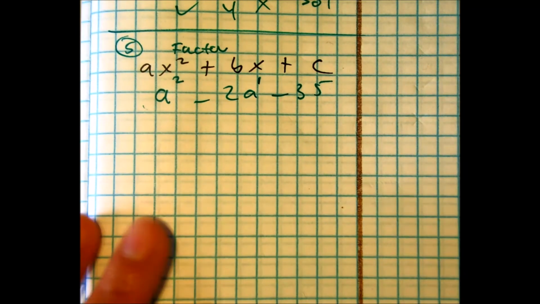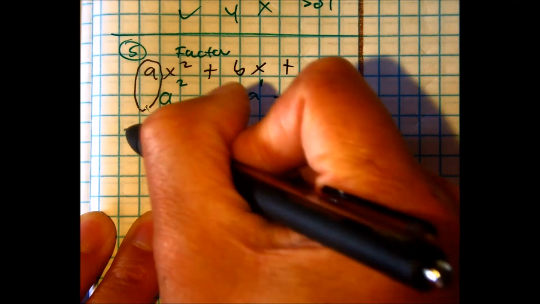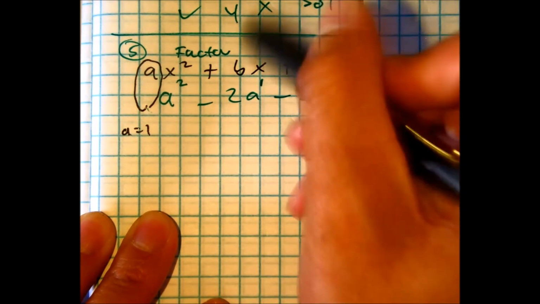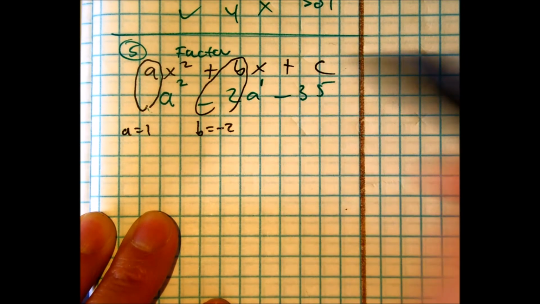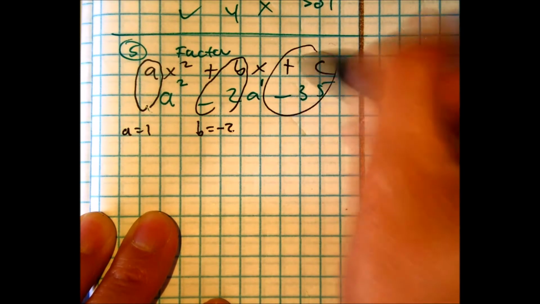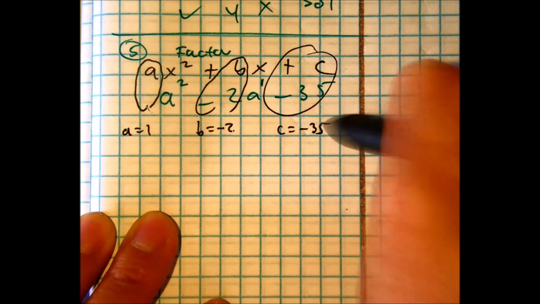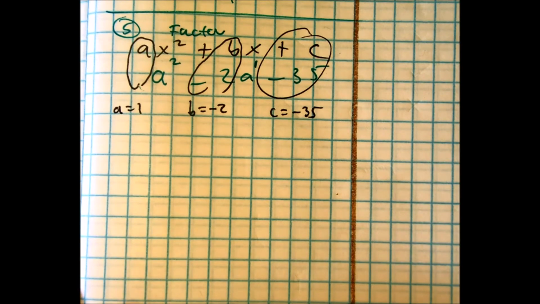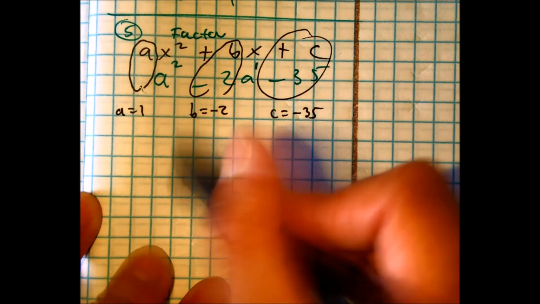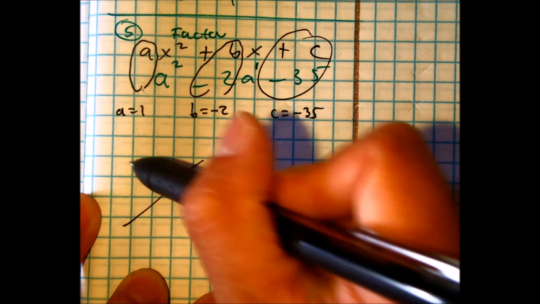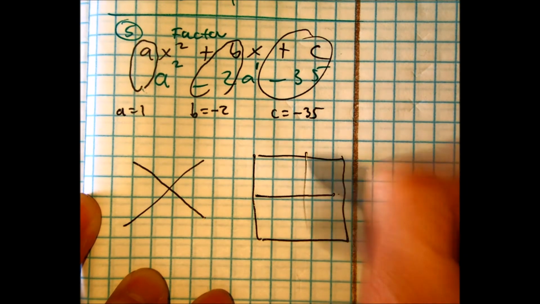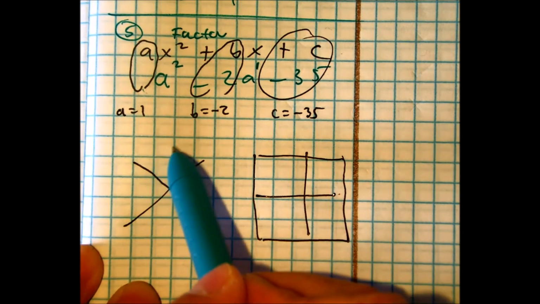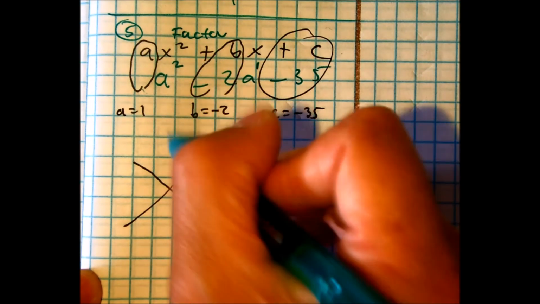Class, what's your a value? 1. There's nothing there, it's a 1. B value? Negative 2. And our C value? Now I'm going to use my X, and I'm going to show you the box as well. Class, what 2 letters go up here? A times C.